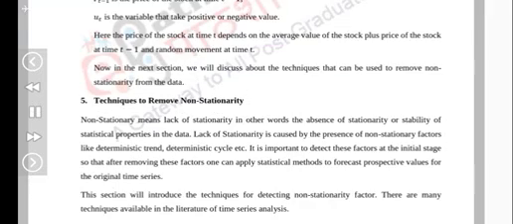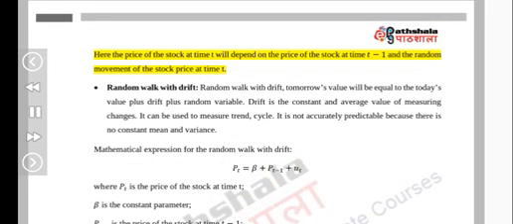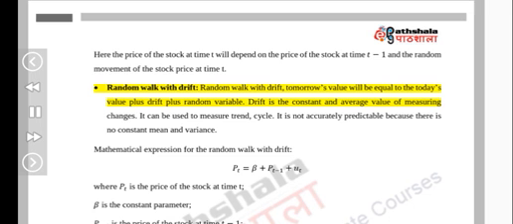Here the price of the stock at time t will depend on the price of the stock at time t minus 1 and the random movement of the stock price at time t. Random walk with drift. Tomorrow's value will be equal to today's value plus drift plus a random variable. Drift is the constant and average value of measuring changes. It can be used to measure trend and cycle. It is not accurately predictable because there is no constant mean and variance.